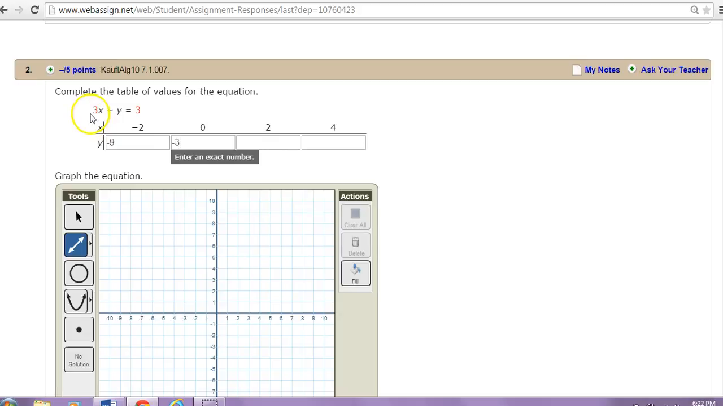Plug in 2. 3 times 2 is 6, minus y equals 3. Subtract the 6. You get -y equals -3. Divide by -1. You should get a +3 on that. Okay, let's try when x equals 4. 3 times 4 is 12, minus y equals 3. Subtract the 12. You'll get -y equals -9. Divide by -1. And you will get a +9.